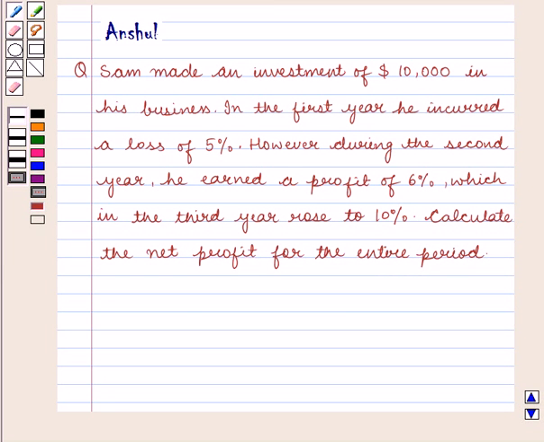In this session, we are going to discuss the following question. Sam made an investment of $10,000 in his business. In the first year, he incurred a loss of 5%. However, during the second year, he earned a profit of 6%, which in the third year rose to 10%. Calculate the net profit for the entire period.